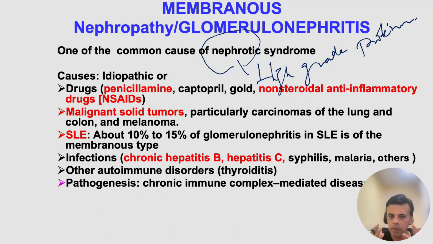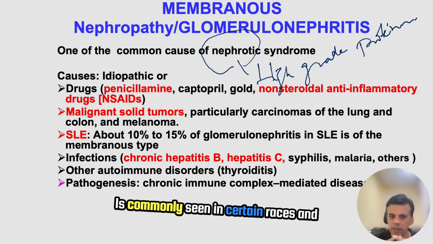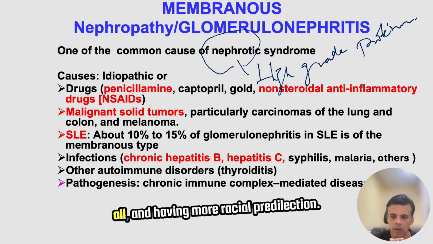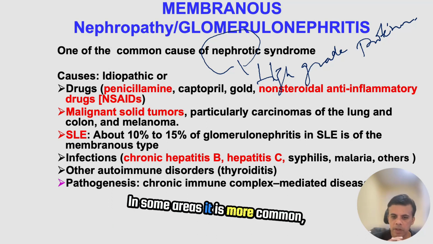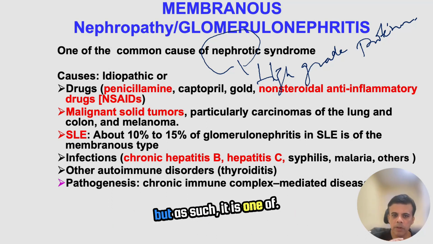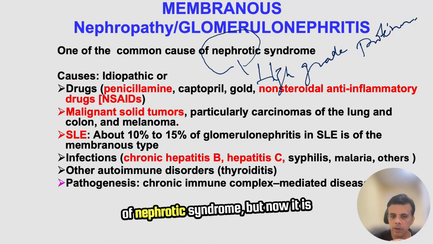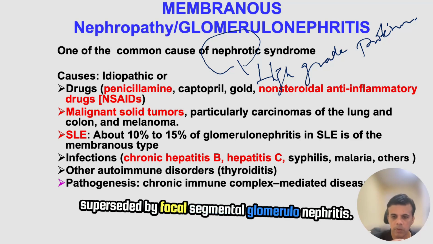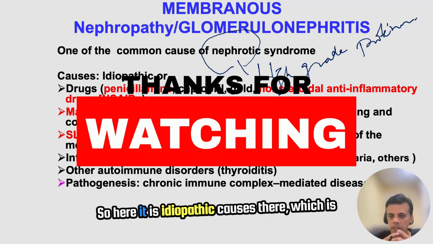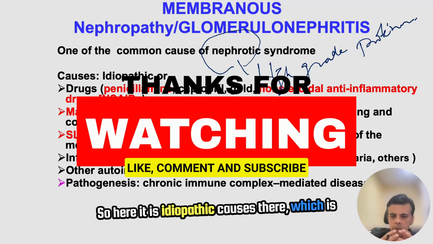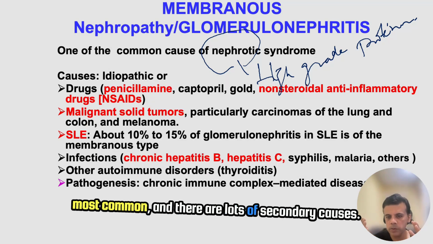Membranous glomerulonephritis is commonly seen in certain races, having more racial predilection in some areas. It used to be the commonest cause of nephrotic syndrome, but now it is superseded by focal segmental glomerulosclerosis. Idiopathic causes are the most common, and there are lots of secondary causes.